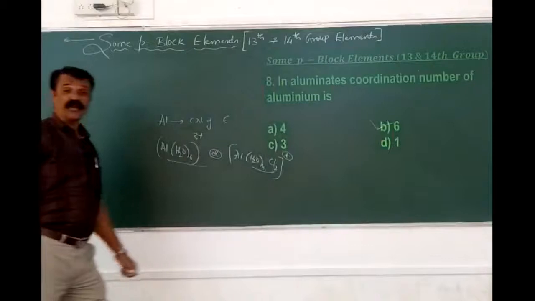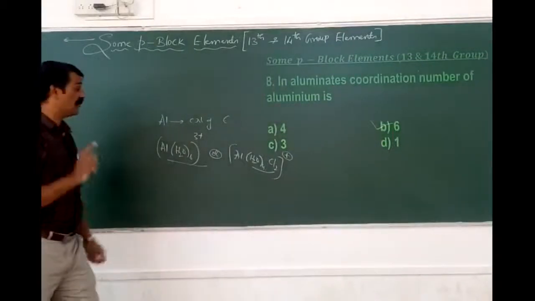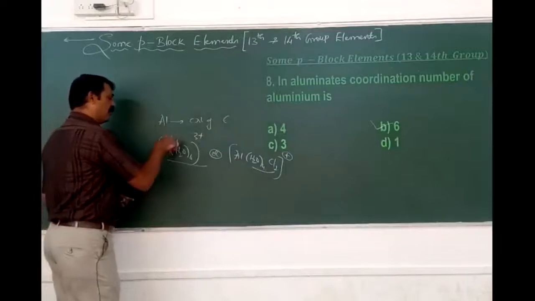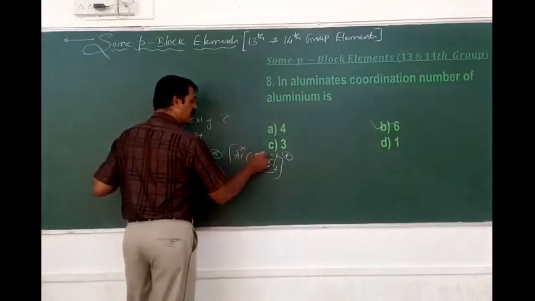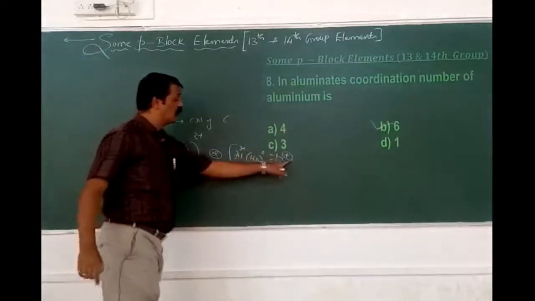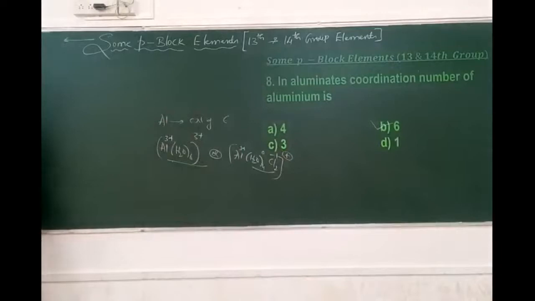You have to remember very clearly that the aluminium coordination number is always 6, with an oxidation state of plus 3 here. So here it is minus 1 plus 3, here it is 0, therefore the total charge outside is plus 1. Okay, so 8th is B. Next we will move on to the 9th.